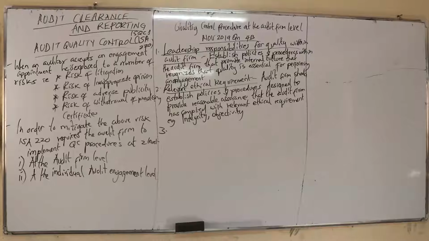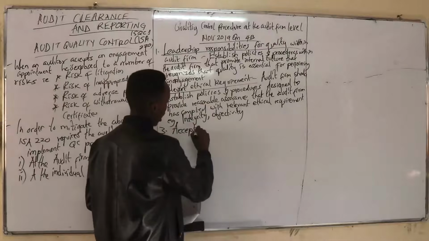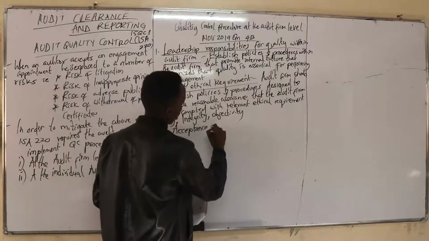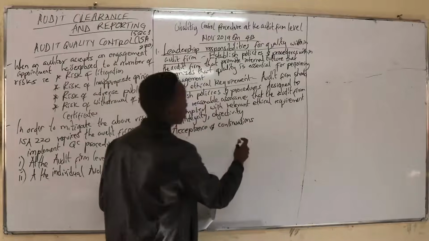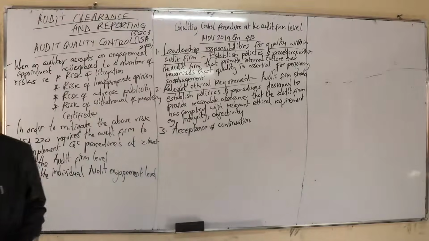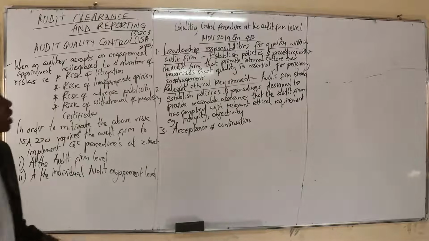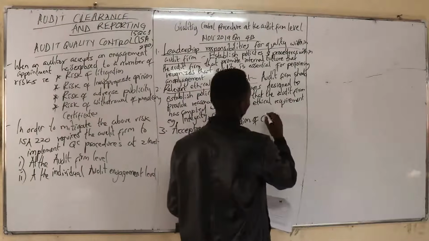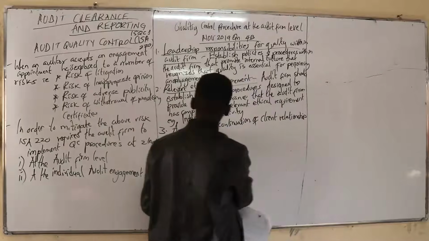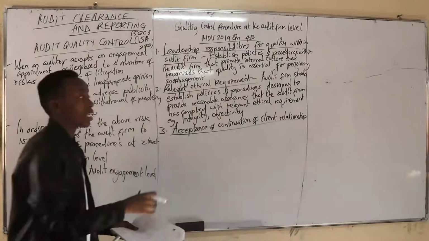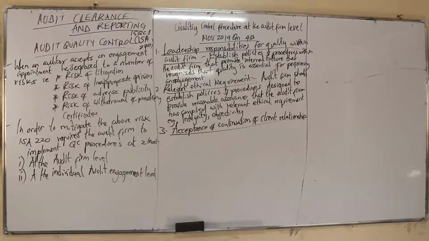And then also on the basis of acceptance and continuation of a client relationship, they should come up with procedures that ensure that before they accept a client, they have checked that the preconditions of an audit have been satisfied.